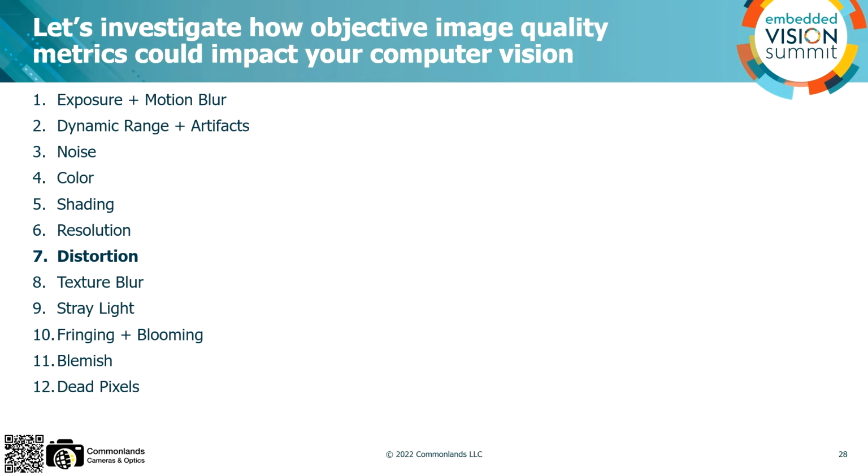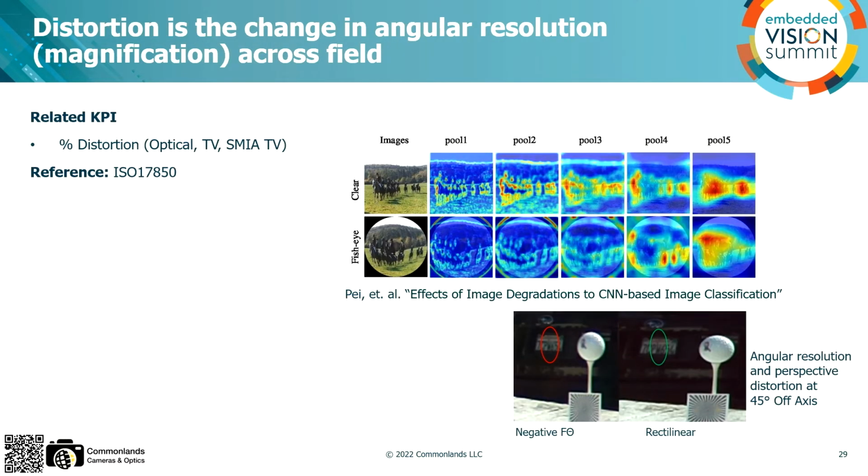But angular resolution is not always constant across the field of view. Angular resolution can change as a function of field, and that's primarily due to distortion. So distortion is the change in angular resolution or magnification across the field of view. Why does distortion matter to computer vision? Well, if you train a network on a reference data set that is undistorted and expect to run that real time on a distorted image, you can quickly lose performance. So it's always best to train on the camera system that you're going to be deploying in the field. You can see the impact on activations in these hidden layers. So this is from the same paper as before.